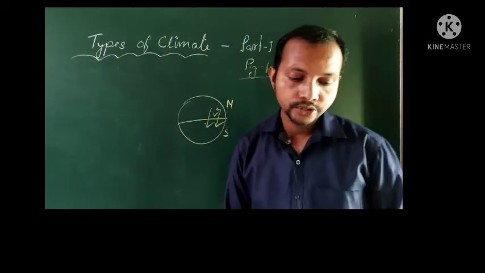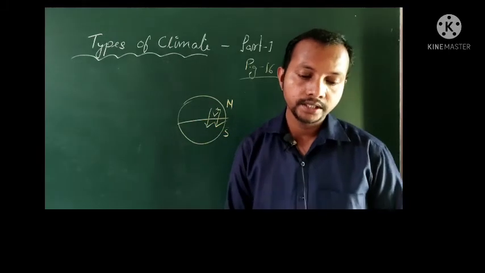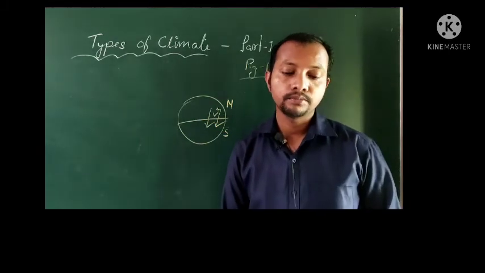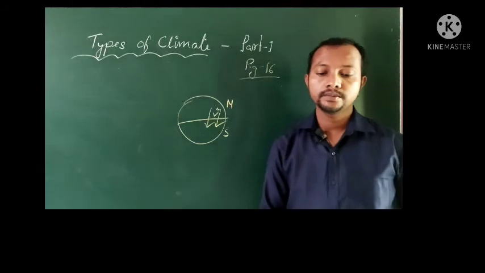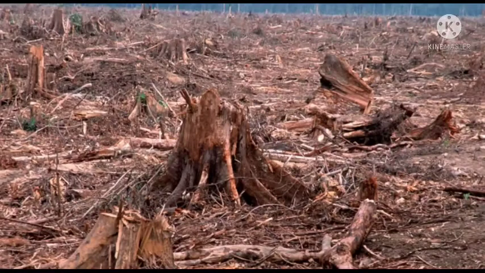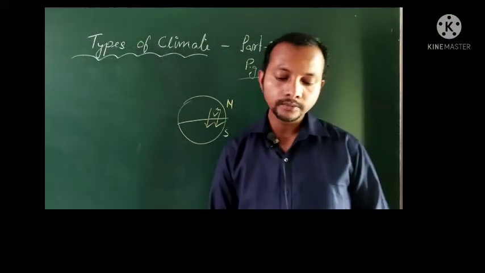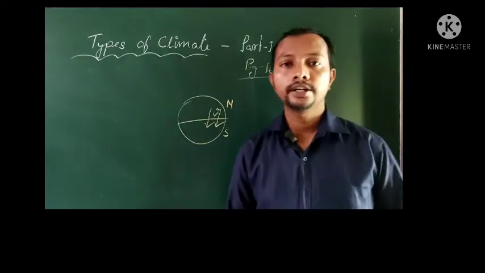Next, what is the main reason for increasing temperature according to the book in some places? This is because of destruction of forest on a large scale. In some places so much forest is being destroyed. Because of that there is an increase in temperature and decrease in rainfall. Fine, so these were the answers. Now let us continue with today's class.